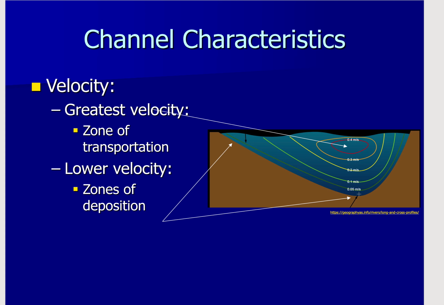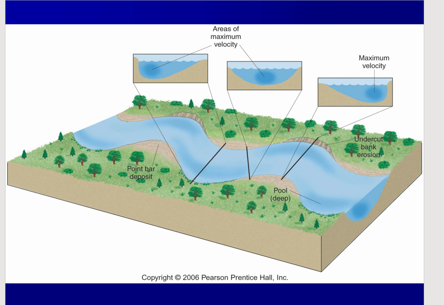So looking at this again, this is going to be high velocity, zone of transportation. We're going to move the most stuff here. Lower velocity down here, we're going to move stuff, but we're not going to move it very effectively. This is going to be more likely where we're going to deposit material. In the end, what we end up getting is zones along a river where we've got deposition zones and erosion zones.